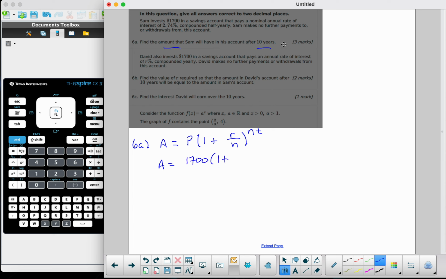1 plus the interest rate of 2.74. As a decimal, that's 0.0274.